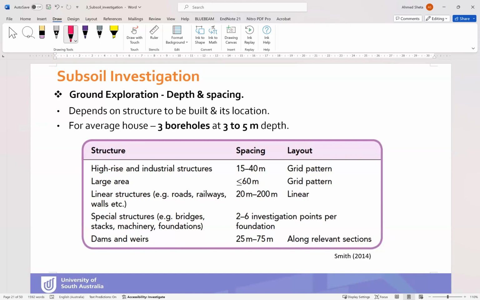Okay, so this is the depth and the spacing guidelines for ground exploration.